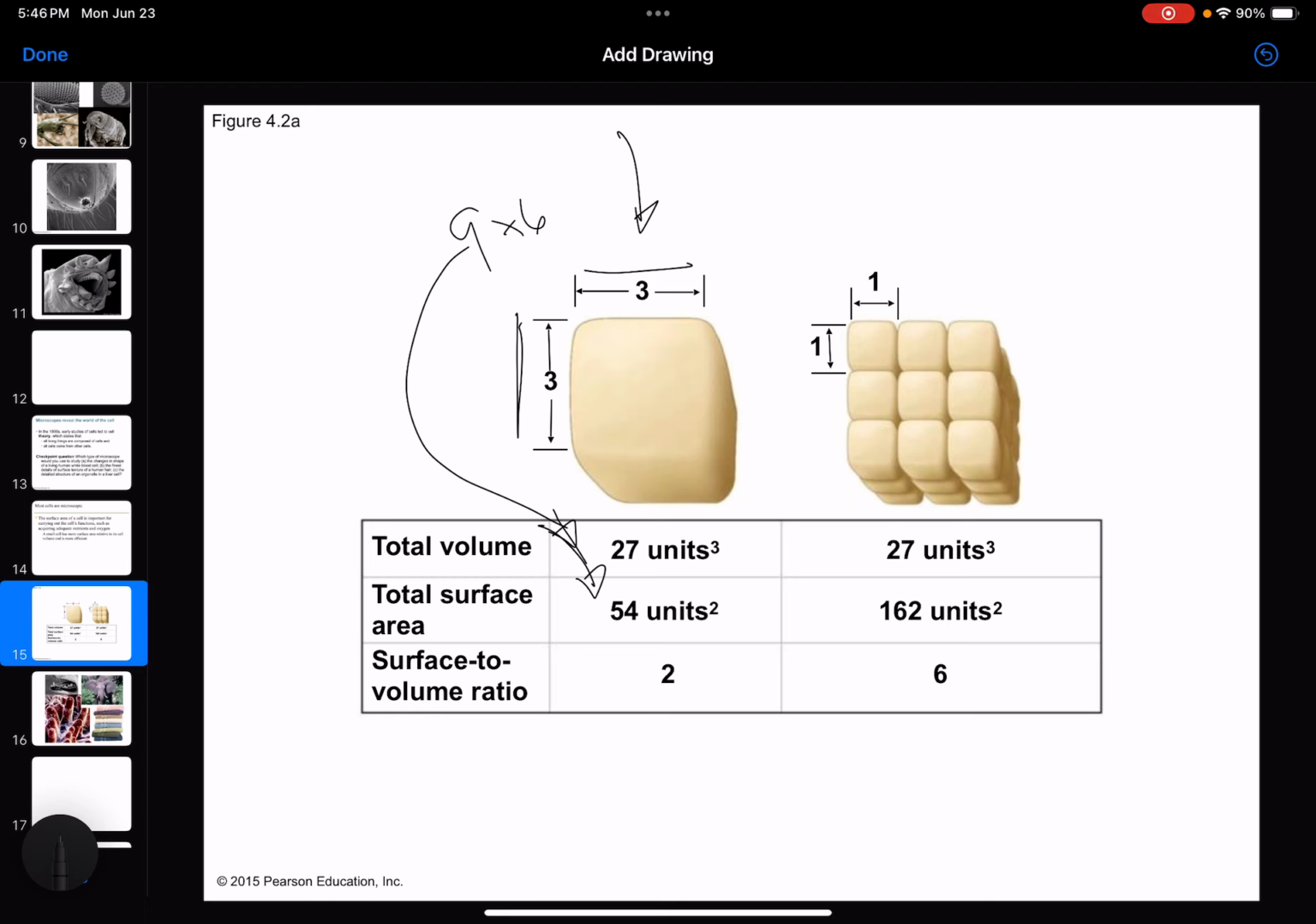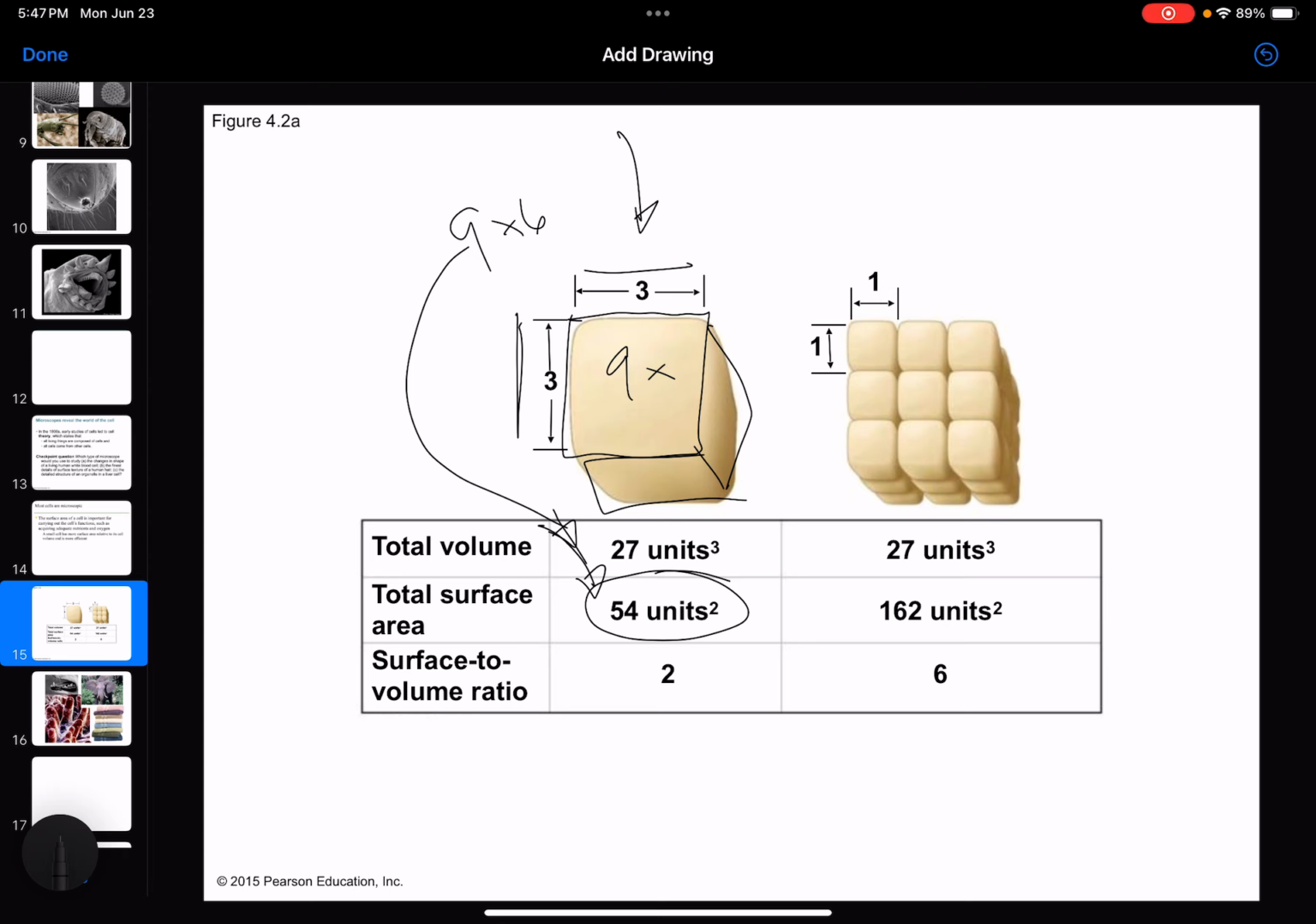So from here to here, that side of the cube has a surface area of 9. And if you multiply it by the 6 sides that it has, that's going to give you 54 units, whatever the unit is. Centimeters, meters, millimeters, micrometers, more likely. It's going to be 54, right? That's the total surface area.